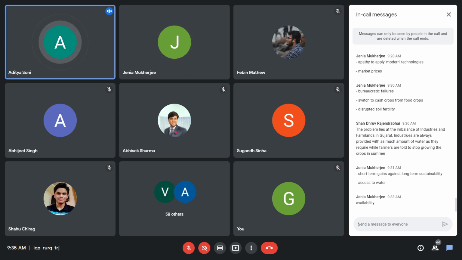Ma'am, accessibility is also one thing. It might be the case that due to certain geographical factors, a particular resource is already in lower quantity at a particular place. So accessibility should also be something we need to take care of.